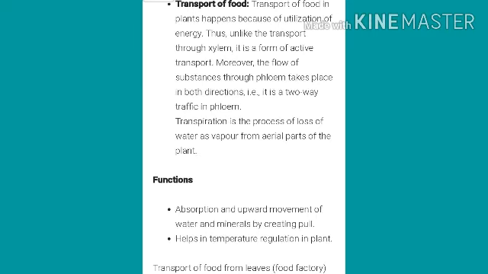Transpiration is the process of loss of water as vapor from the aerial parts of the plant. Function की बात करें, absorption and the upward movement of water and minerals by creating pull, and it helps in temperature regulation in the plant. Transport of food from the leaves is called the food factory.